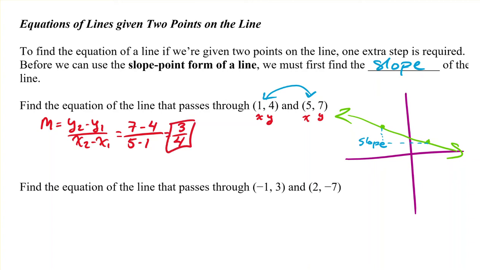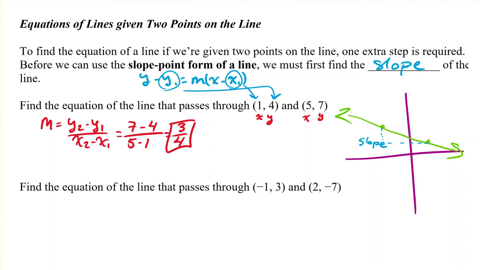Now we can put that into the slope point version of a line. A slope point version of a line, remember, is y minus y1 equals m times x minus x1. The y1 and the x1 are the y and x values of one of our points on the line. And it doesn't really matter which point we choose. You'll see in a later video why that is. So the first point or the second point doesn't matter to me.